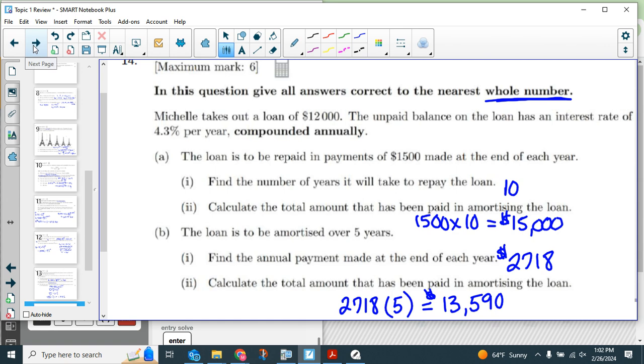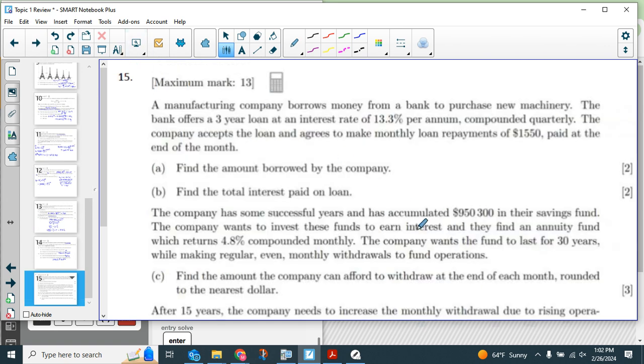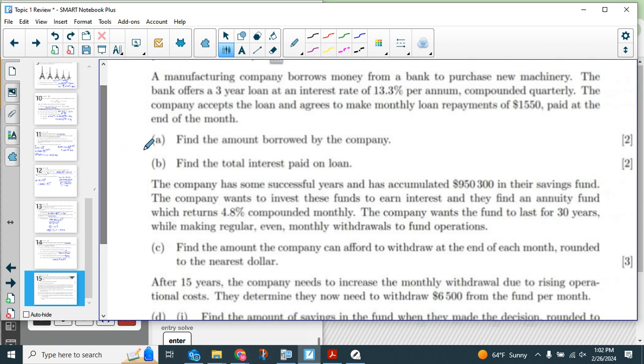All right. And last but not least, let's try to get this last one in here. A manufacturing company borrows money from a bank to purchase new machinery. The bank offers a 3-year loan at an interest rate of 13.3% per annum, compounded quarterly. The company accepts the loan and agrees to make monthly loan payments of $1,550 paid at the end of the month. First, find the amount borrowed by the company.